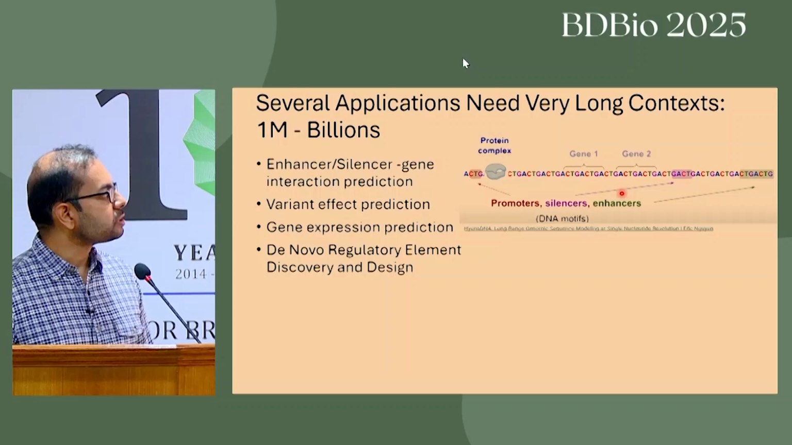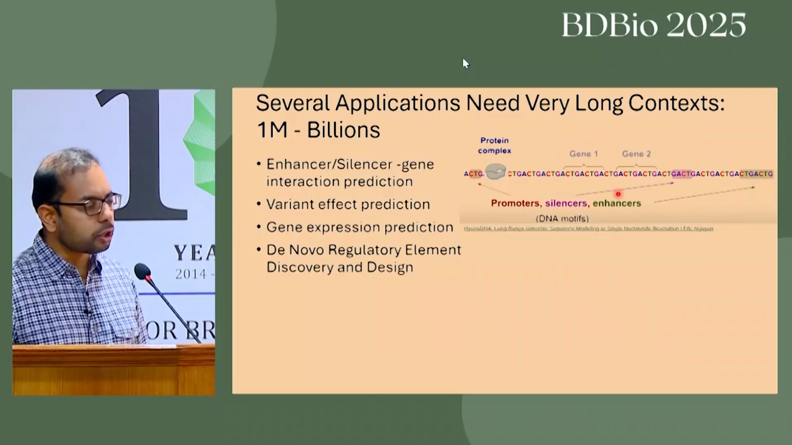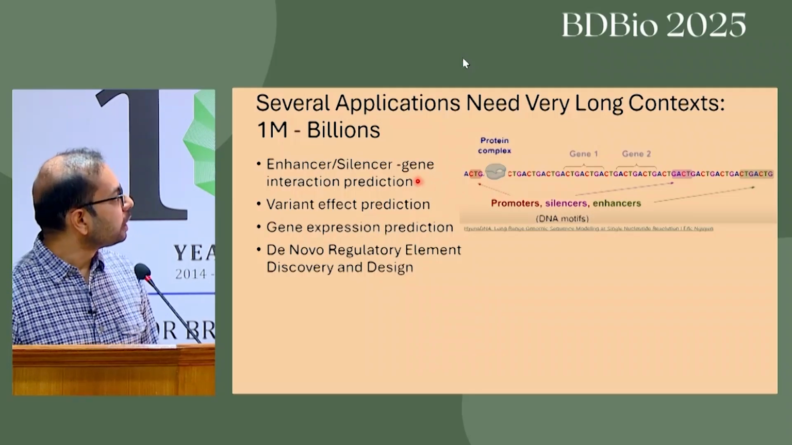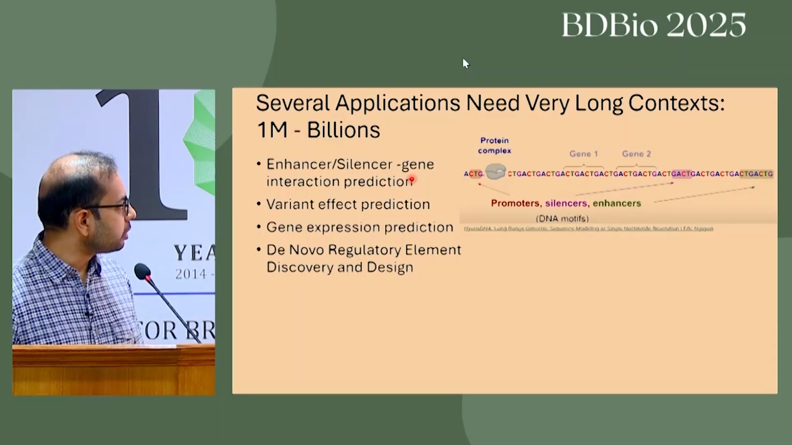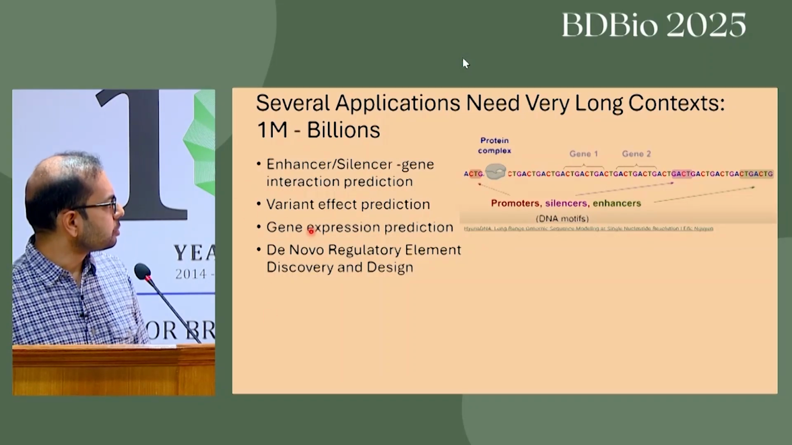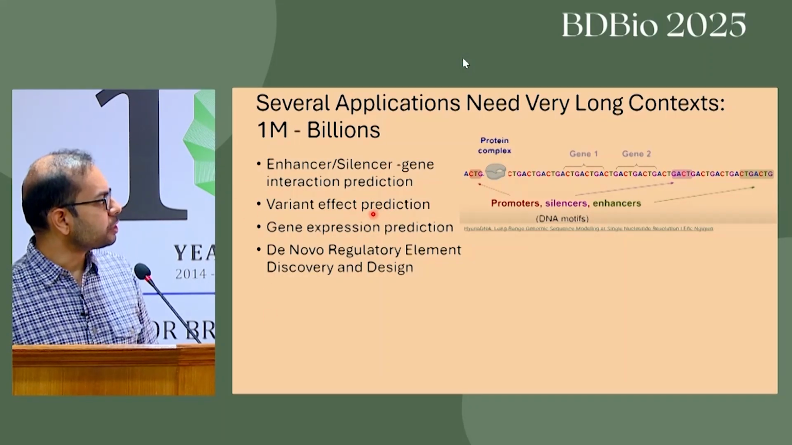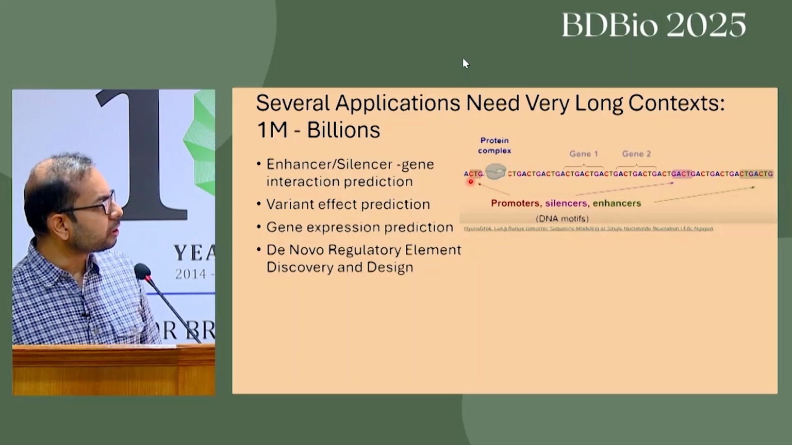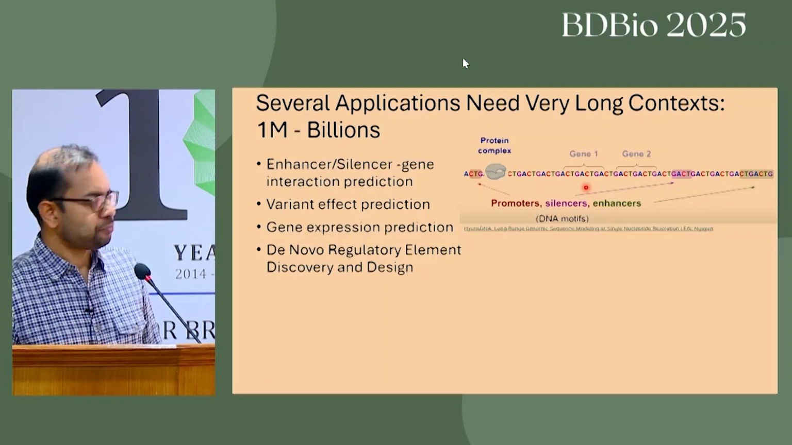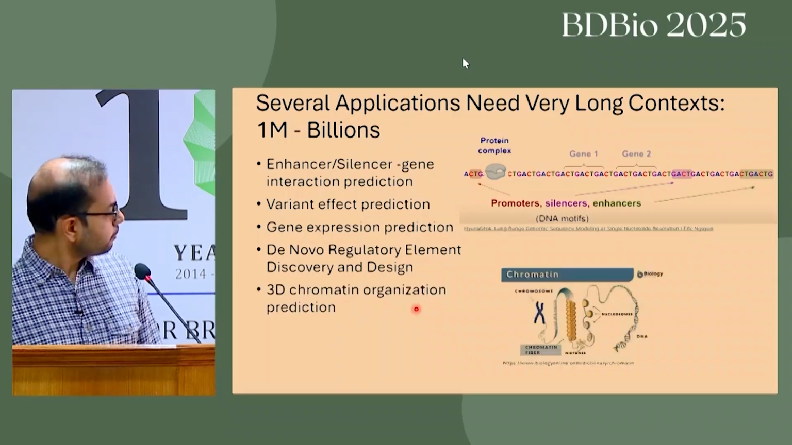So in that case, a context length of tens of thousands will not really help you. So you need a much larger context window. Also, there are many other applications which are similar. So if you want to predict variant effect, which means that if I change a letter in the promoter, how will that change the gene expression? It's the same problem. The promoter is too far, right? And similarly, many others here.